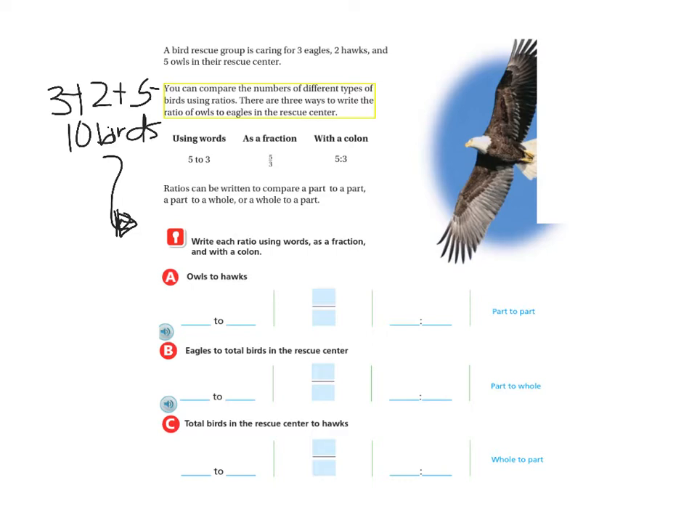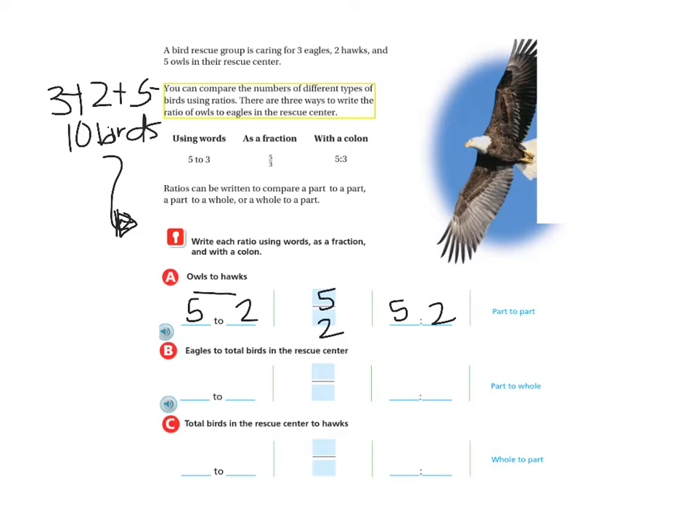So first we're going to look at owls to hawks. Remember in lesson 4.1, I talked about how the first word should show the first number. So how many owls are there? Look back at the problem. There's 5 owls. And how many hawks were there? Which will be my second number. Come back to the problem. Just 2 hawks. So if you write 2 to 5, it's wrong because that's not what the problem said. It said owls to hawks, not hawks to owls. Writing it as a fraction, you want to write 5 on top and 2 on the bottom. And as a colon, 5 to 2. So let's look at the next one.